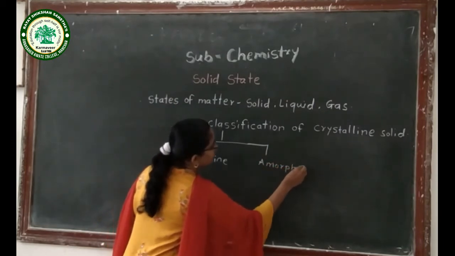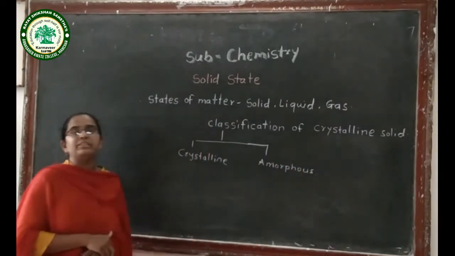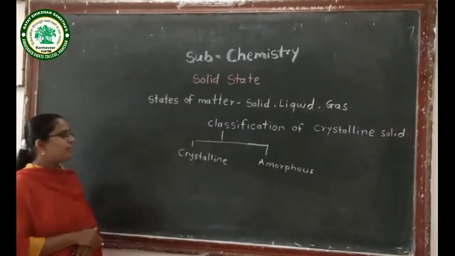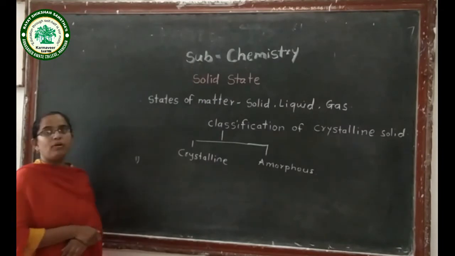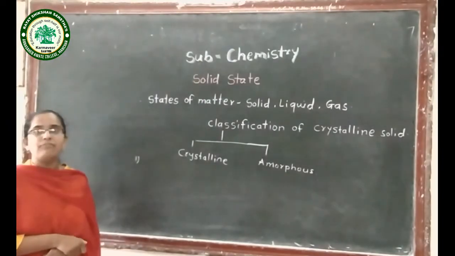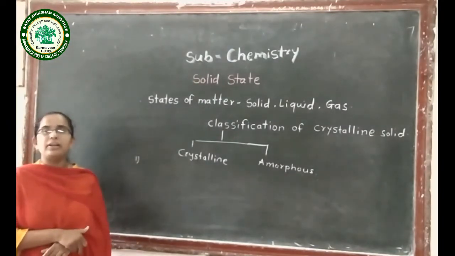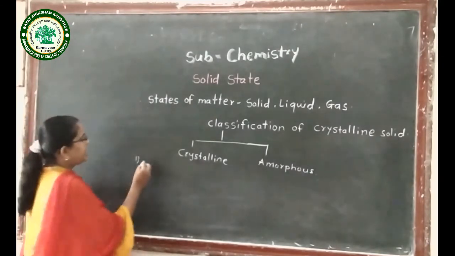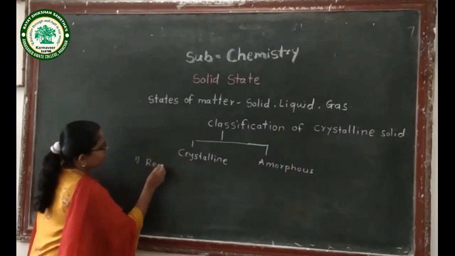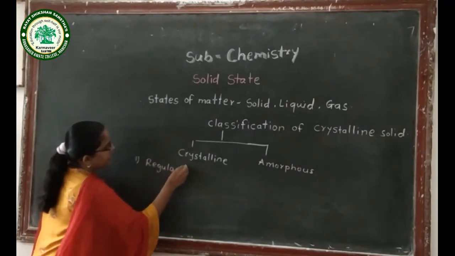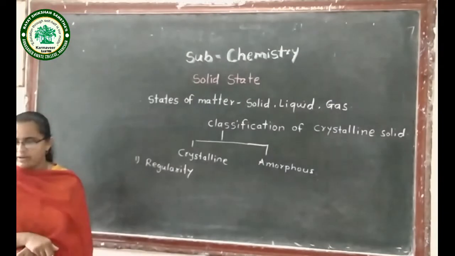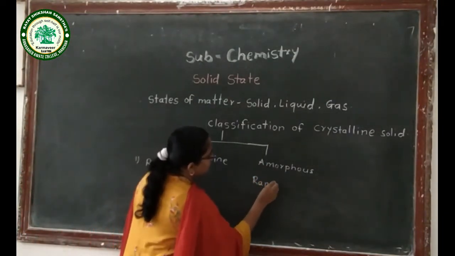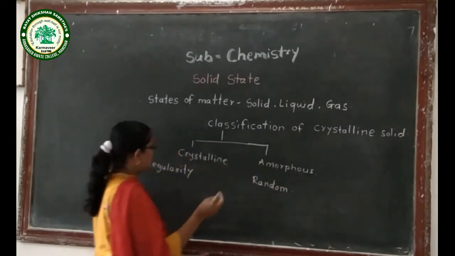For board exam, the question is: distinguish between crystalline solid and amorphous solid. Now, the first point is the shape. Crystalline solids have a particular arrangement, with regularity in shape. Amorphous solids are randomly arranged, meaning random shape is present.